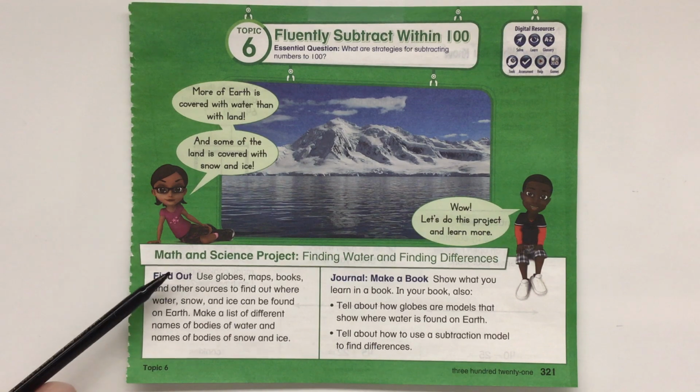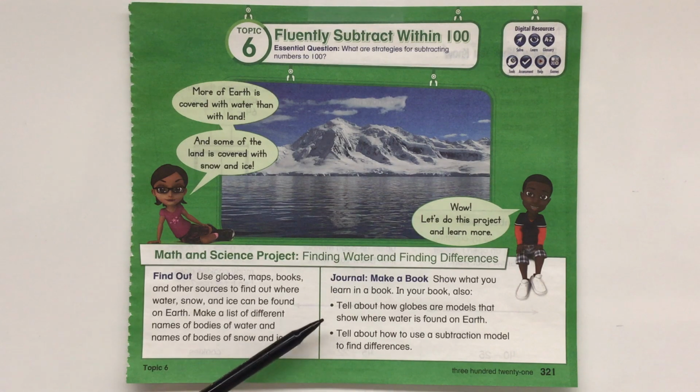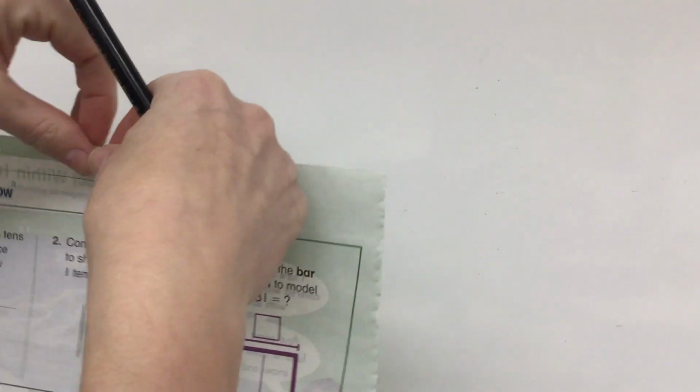So you can use globes, maps, books, and other sources to find where water, snow, and ice can be found on Earth, and make a list of the names of bodies of water and the bodies of snow and ice. And then you can tell about how globes are models that show where water is found on the Earth, and we can also journal about how to use subtraction models to find the differences. So that's a fun project we can do later together as a class.